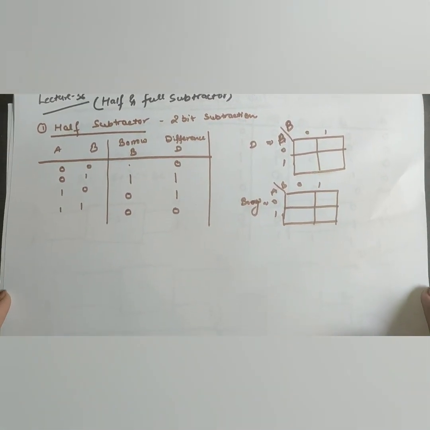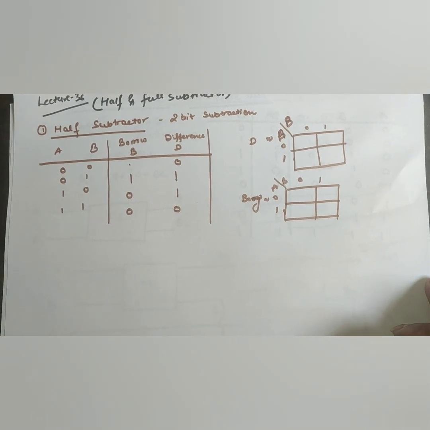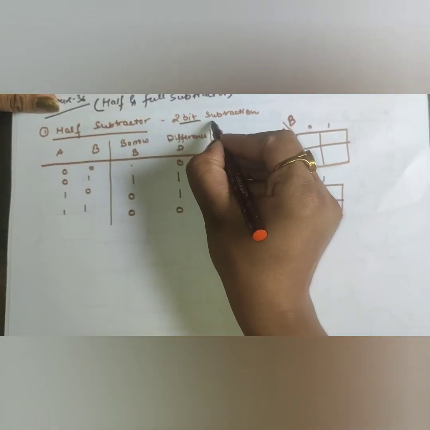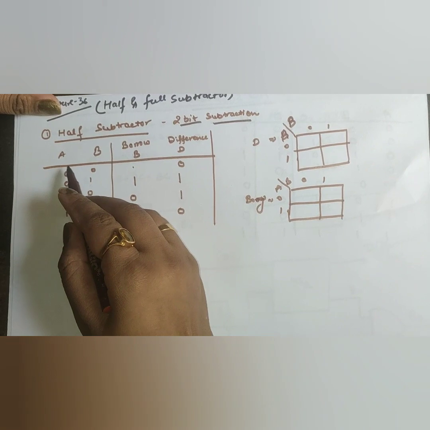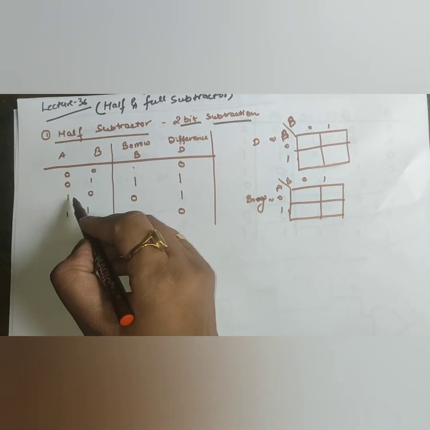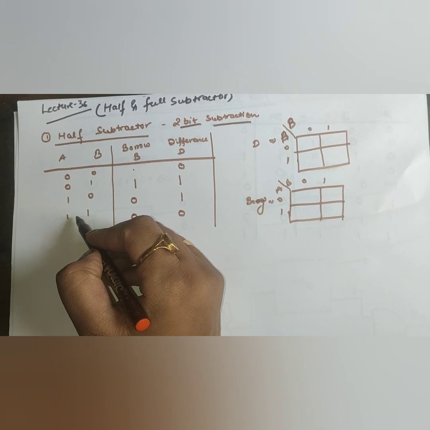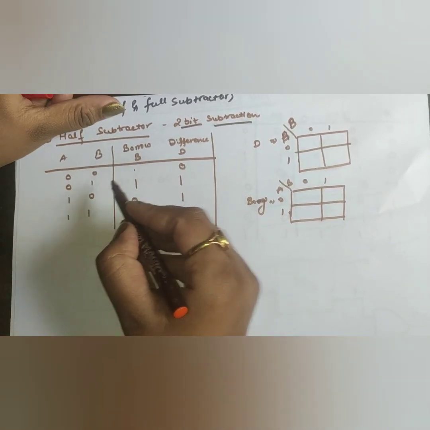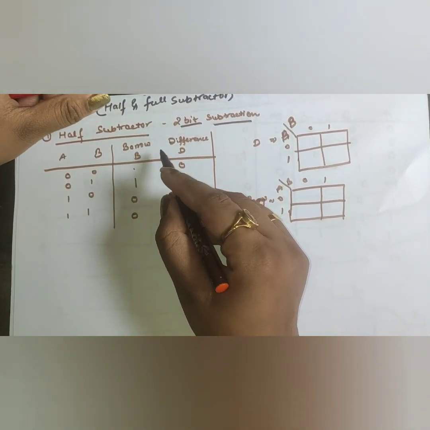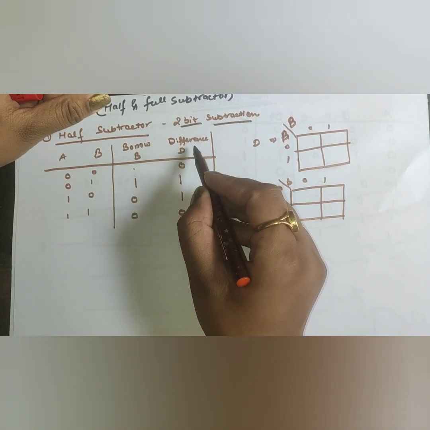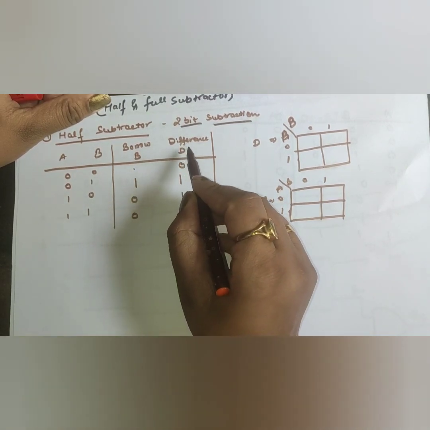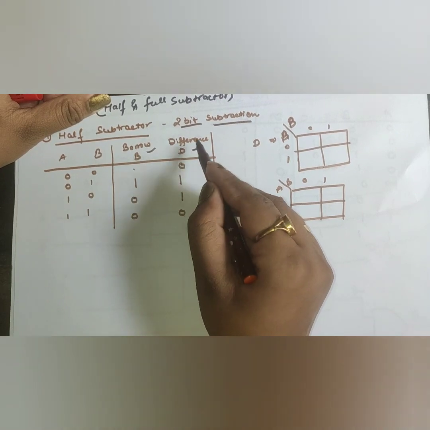Now my next topic in the digital electronics series is half subtractor and full subtractor. The half subtractor, just like the half adder, works on 2 bits. The 2 bits A and B have 4 possible combinations: 00, 01, 10 and 11. In a half adder there is a sum and carry, and here there is a borrow and difference.